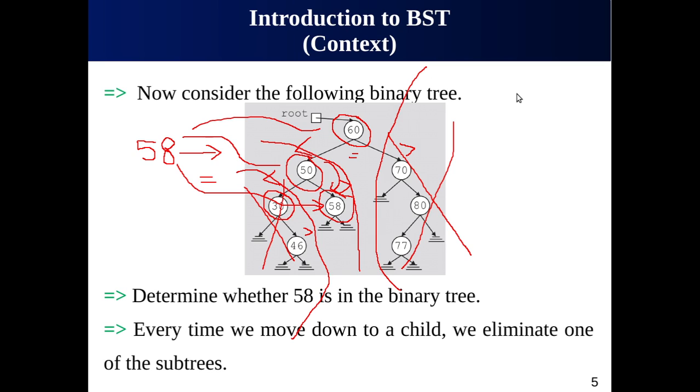Do you remember? In case of arrays, we studied two different types of algorithm, linear search and binary search. Linear search was not an efficient algorithm. Binary search was much more efficient, especially for large data sets, because the running time is log n, and we do not have to compare the element that we want to search with each and every element of the array. So searching for 58 in this tree is like searching for an element by using binary search in an array. Okay.